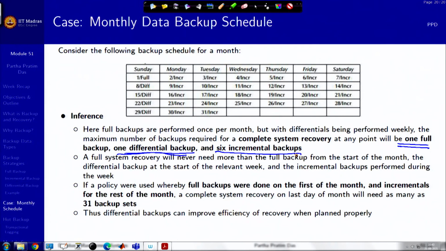If you had done full backups on the first Sunday of the month and incremental for the rest, you would have required 31 backup sets to be used. Right? So, there are issues with that. One is every incremental backup to be restored has a separate process, separate cost, and so on. And further, so many backup files have to be perfect so that you can actually do the restore. Here you are left with various different options.